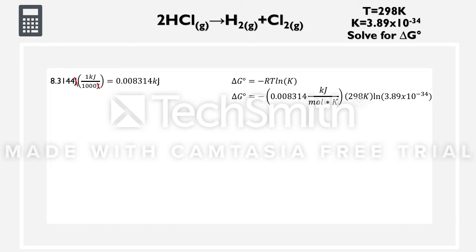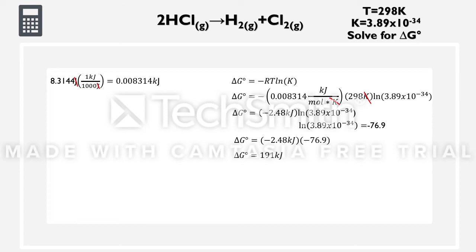So the first thing we are going to do is multiply R times T. As you can see, we get the same thing as last time, negative 2.48. And now you can see that ln of K is ln of 3.89 times 10 to the negative 34. So the next step is to solve for the ln of K, and we get negative 76.9. Now we are going to multiply that negative 76.9 times negative 2.48. And we get delta G naught equaling 191 kilojoules.